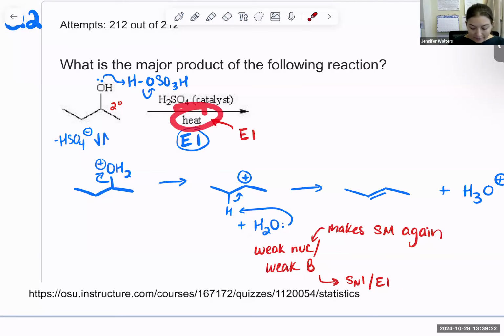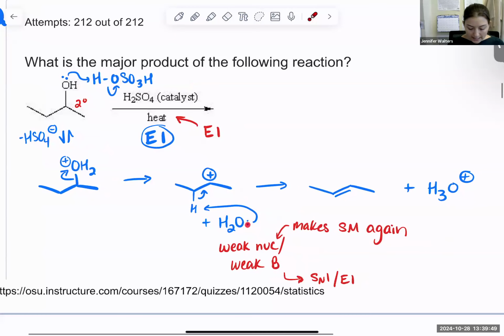But also when I see that I have heat, that is what helps me differentiate the fact that I'm going to ultimately be doing elimination. So you could also think about it as water ultimately became my nucleophile/base, so it was weak. Then I saw secondary, which is where it was coming from originally. So it was the secondary leaving group, again would be SN1 or E1. And then the heat is ultimately the deciding factor to tell us E1. So then that means that the water is going to act as a base.